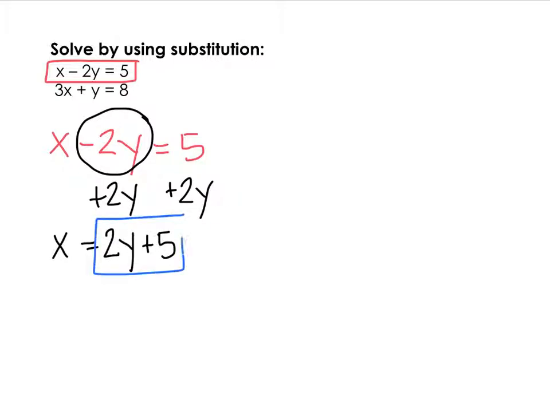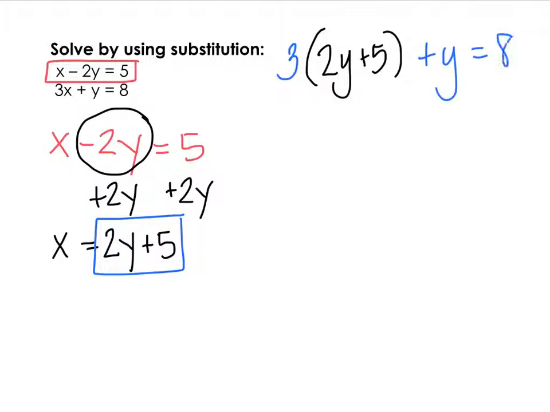Now I know 2y plus 5 can take the place of x in the bottom equation. So I'll rewrite it. 3 times (2y plus 5) plus y equals 8. Now I just need to solve. 3 times 2y is 6y. 3 times 5 is 15. Plus y equals 8.